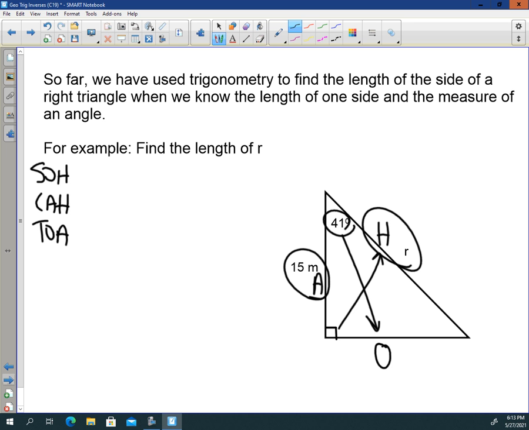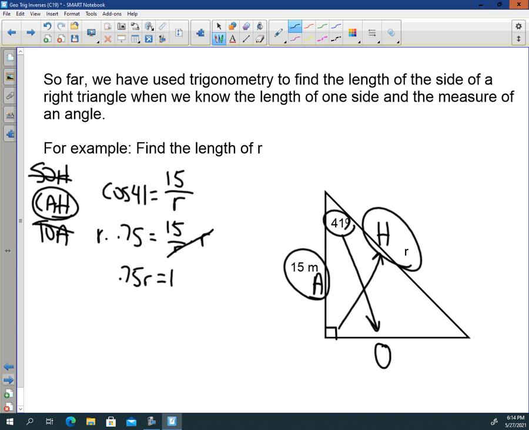We have the A, we want the H, and so the cosine again is the one that's going to be most useful to us. And then we say that the cosine of the angle is the adjacent over the hypotenuse. And then we solve from there. On my calculator, I'm going to plug in 41 cos, and I get 0.75. And that's going to equal 15 over r. And then multiplying both sides by what's in the denominator always gives us 0.75 r equals 15.